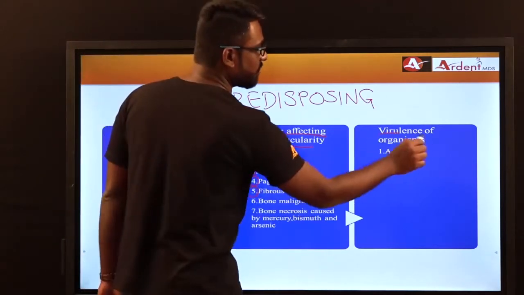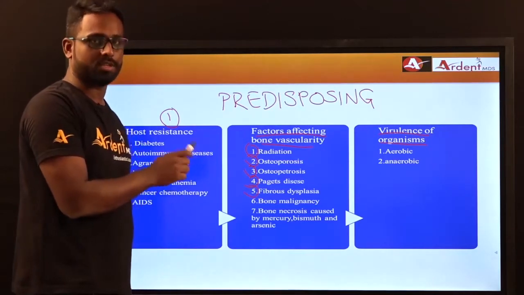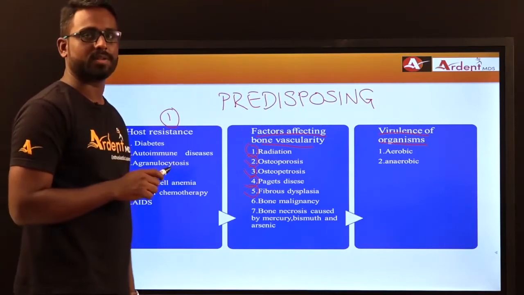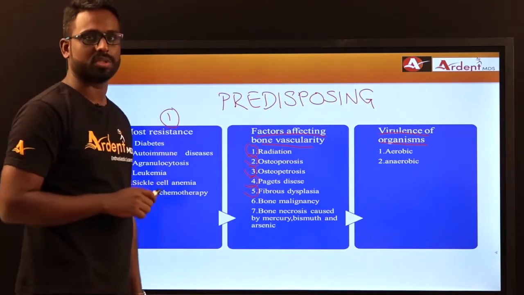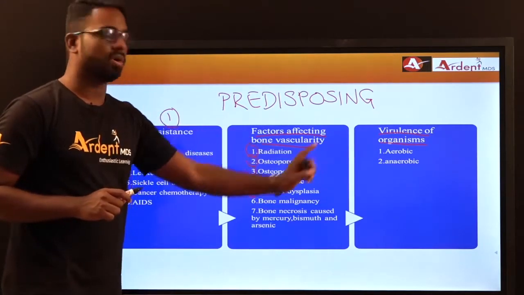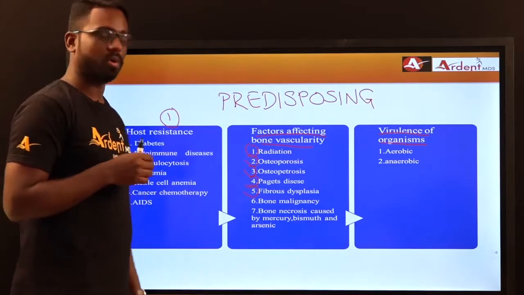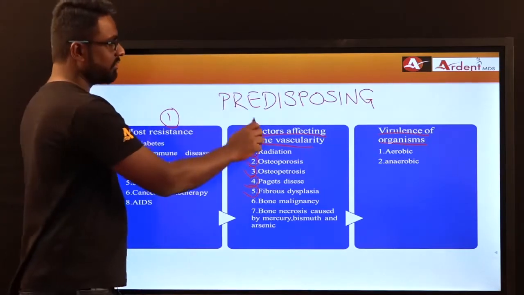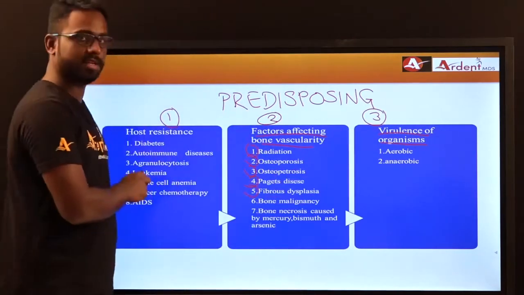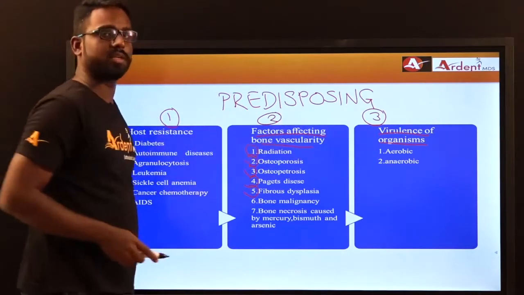Next one is the virulence of the organisms. This is an inflammatory condition caused due to infection. So we all know that some definite virulent organism is present that is the culprit for the causation of osteomyelitis. So the virulence of that organism also acts as a predisposing factor for osteomyelitis. So these are all the three important predisposing factors. One is concerning the host, one is concerning the local area, another one is concerning the organism.